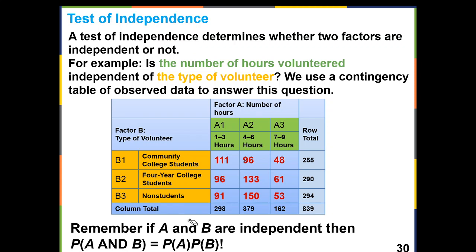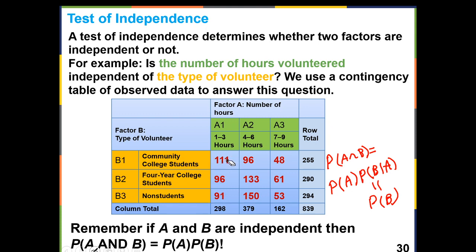Remember we said, if two events are independent, then normally the probability of A and B is the probability of A times the probability of B given A. Remember, if events are independent, then this part is just the probability of B. So it would be the probability of A times the probability of B, right?